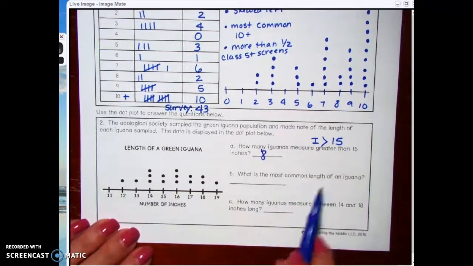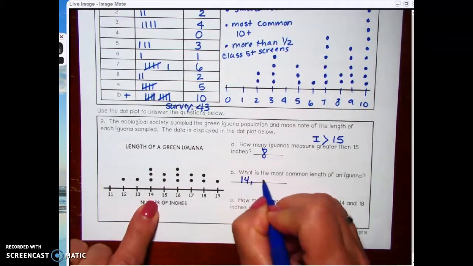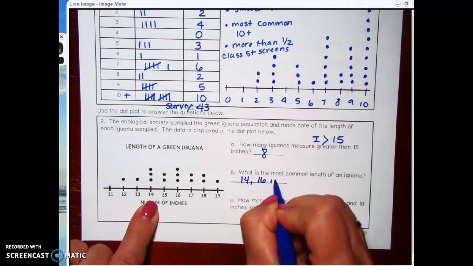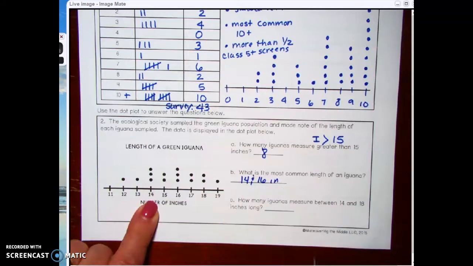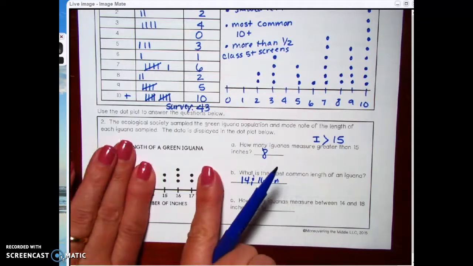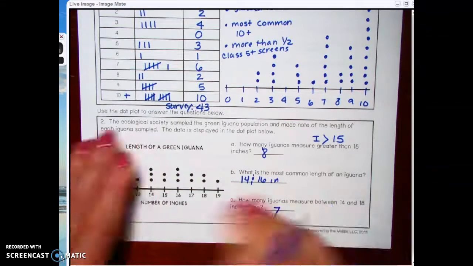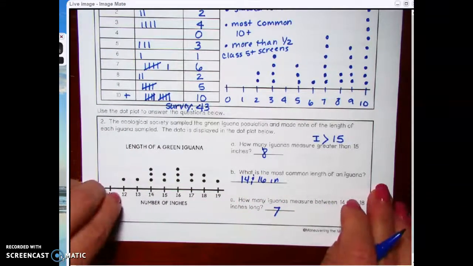What is the most common length? Well, we have 2, 14, and 16 inches. And maybe I'll put an and sign. How many measure between 14 and 18? Now it's between, so it doesn't include them. So that is 7. We read our graph to answer these questions.